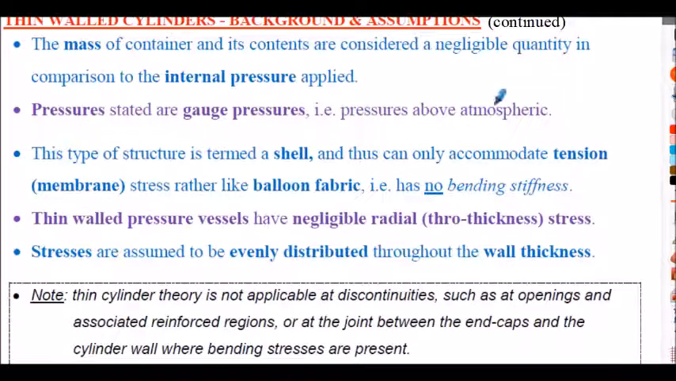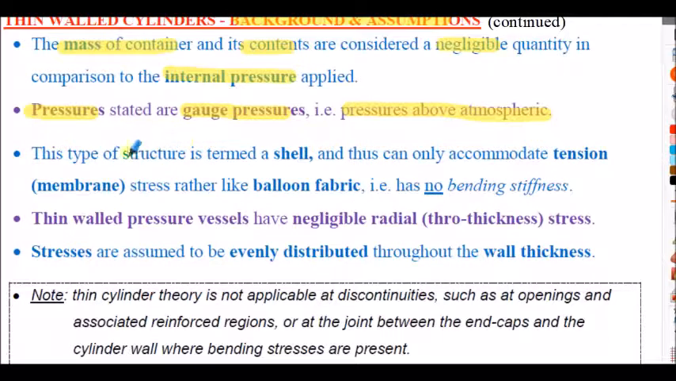Continue on with our assumptions. The mass of the container and its contents are also considered negligible compared to the internal pressure applied. So whatever the fluid is inside, we're not really bothered about it because we're saying the weight of it, the mass that we've got, is not going to cause any issues as far as increasing the pressure. And all pressures that are stated are going to be gauge pressures. That's pressures above atmospheric. So by default, any pressure we're given is above atmospheric.